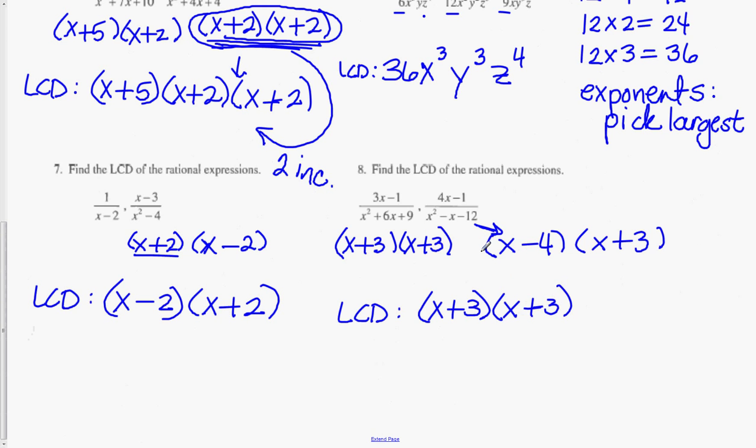So then let's look and see what's missing from the second one. I don't have an x minus 4 that's in the second one. I need to put it. I have an x plus 3 in the second one. It's already covered with either one of these that I already have listed. So there would be my LCD.